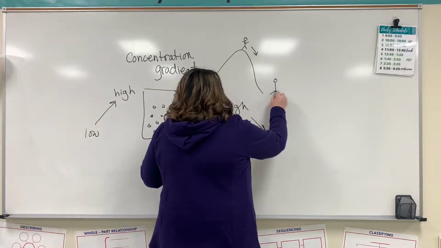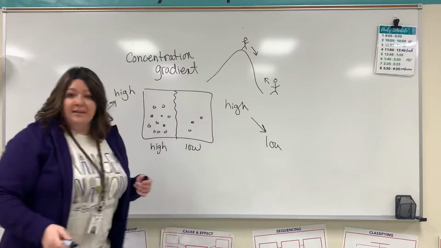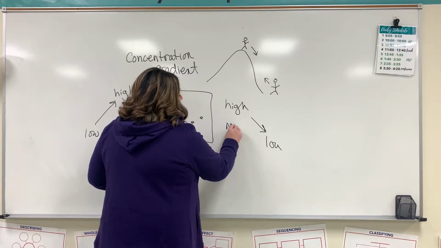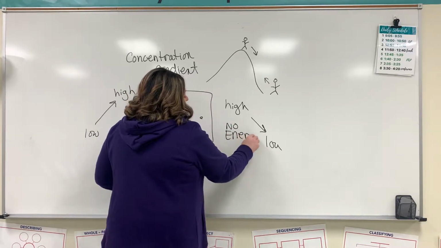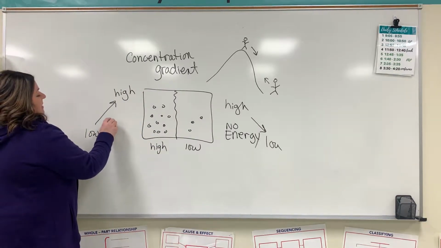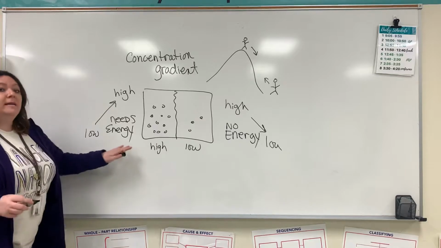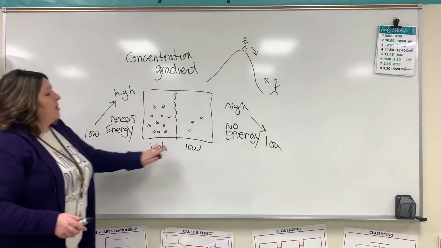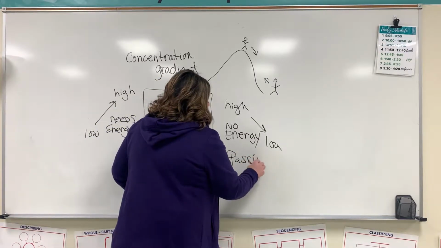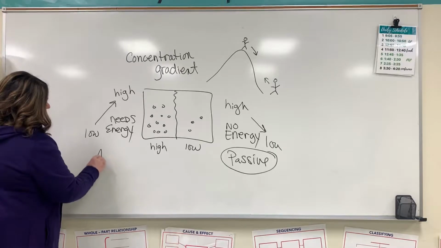But imagine you're at the bottom of this hill and you got to walk up, okay? Is it going to take energy to walk up to the top of that hill? It sure is. So going from high to low requires no energy. It's like rolling down a hill, and going from low to high needs energy. Okay, it's like walking up the hill, okay? Now, in this scenario, we call this passive transport. Passive transport. This, because it's requiring energy, this is active.